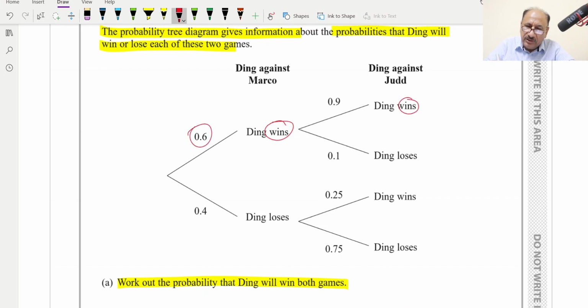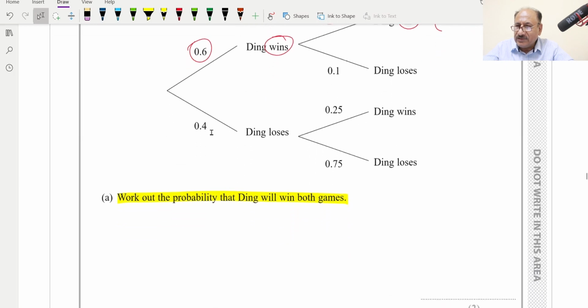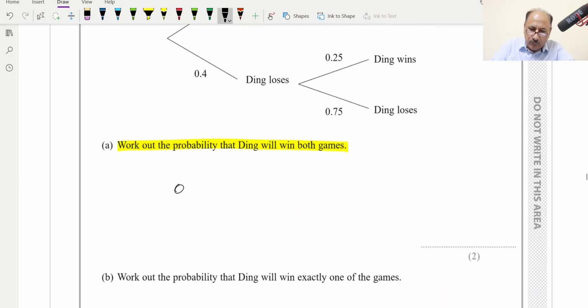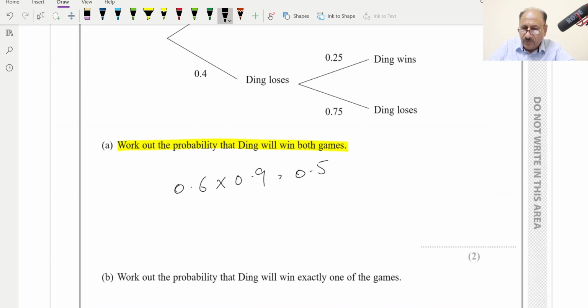So these 2 probabilities will be multiplied. So it will be 0.6 into 0.9. This will be win-win, and there will be nothing else for win-win. Only this one will be win-win. 0.6 into 0.9 is equal to 0.54. Our answer will be over here, 0.54.